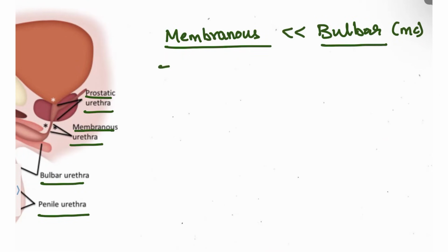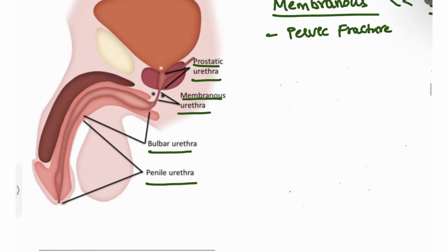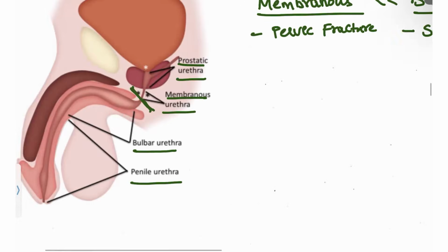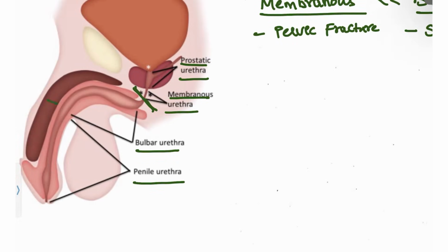If there is a membranous urethra damage, the main reason will be pelvic fracture. Especially pelvic fracture can cause the membranous urethra problem. Here it directly damages the structure of the urethra. Next, in the bulbar urethra, this is the straddle injury. Unfortunately, if there is a straddle injury, the patient will suffer from bulbar urethra damage, especially in this region, right? The bulbar urethra will be damaged.